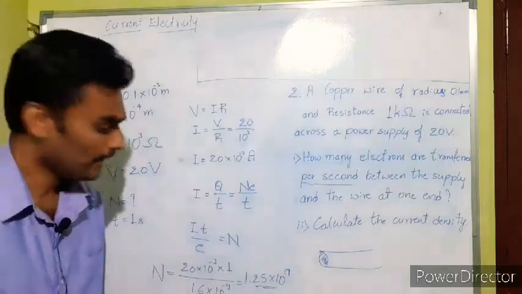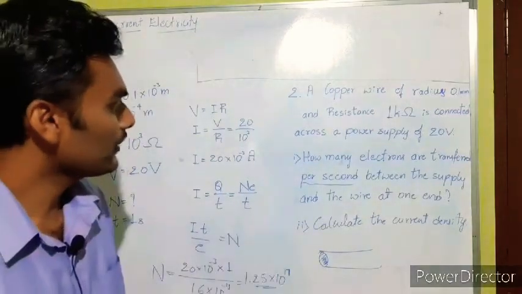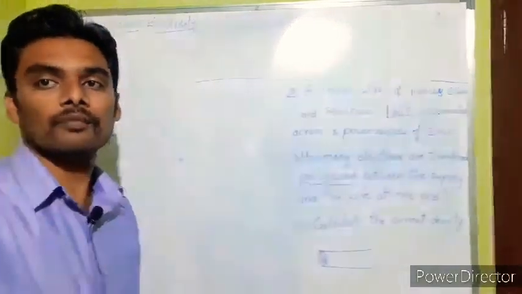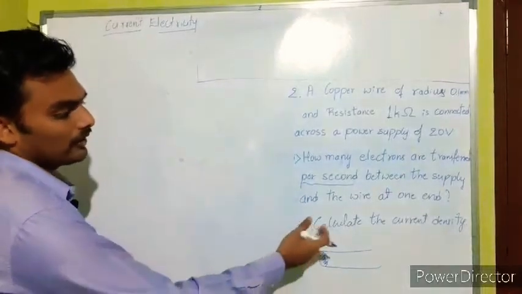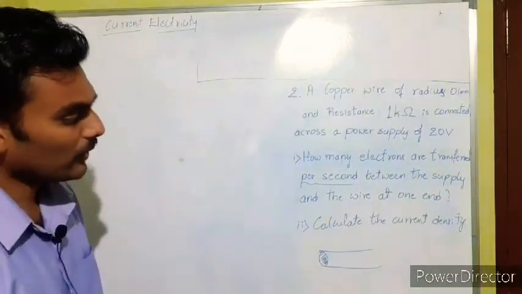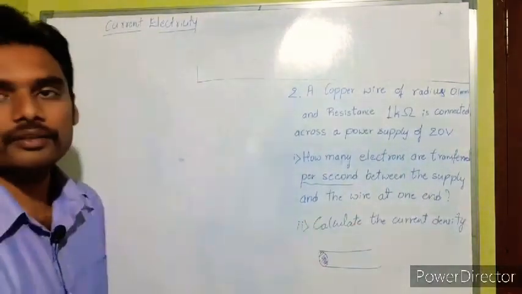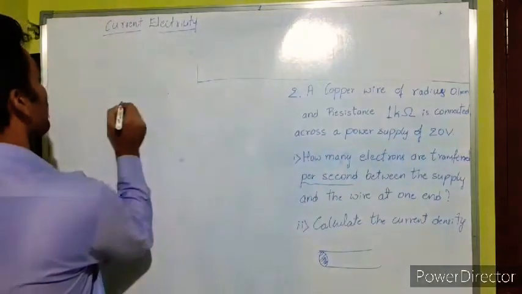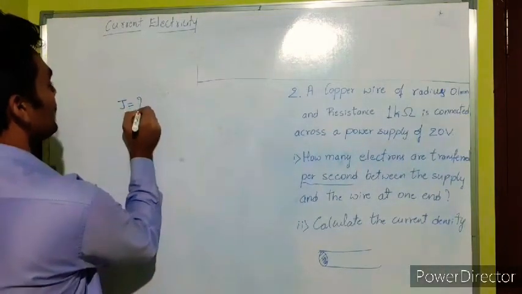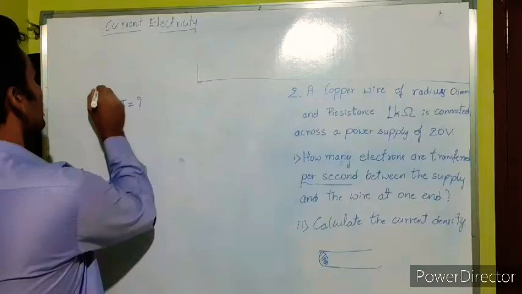Okay, right. So let's look into the second part of the question. Second part of the question asks a simple quantity, which is current density. Okay, which is represented by J, right? So this is the second part of the question.